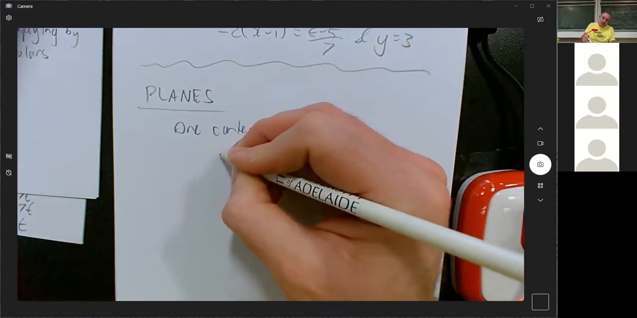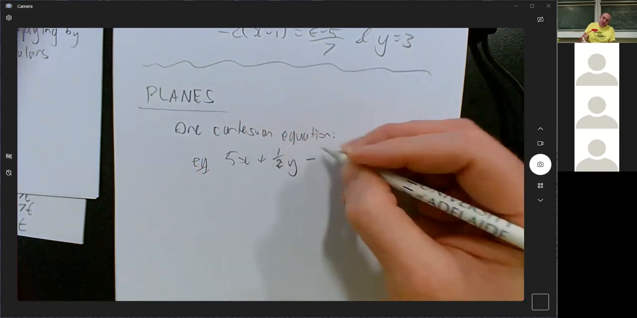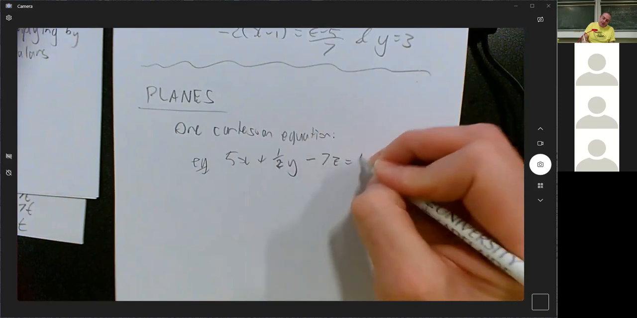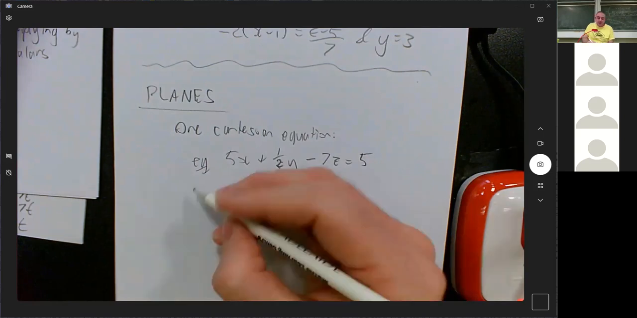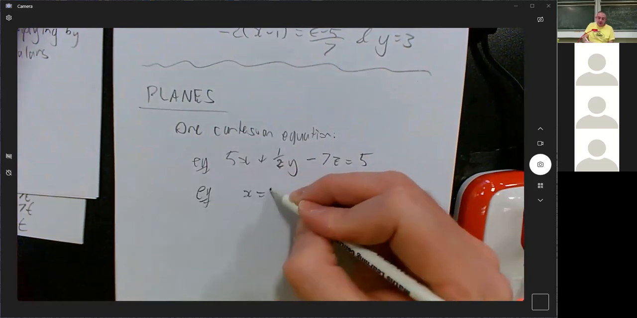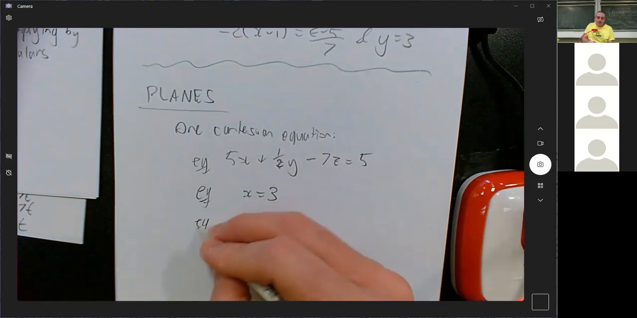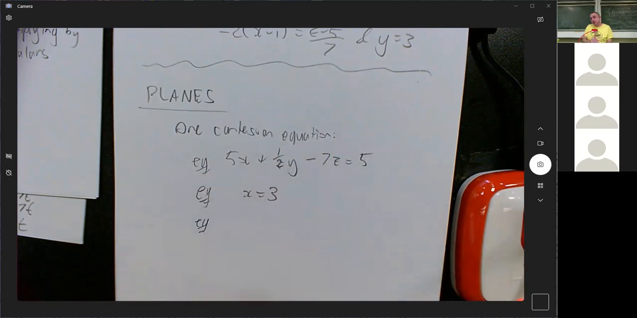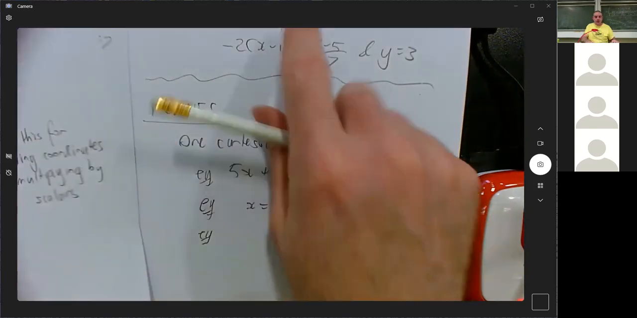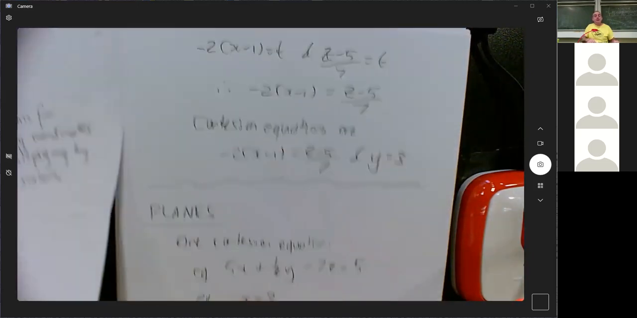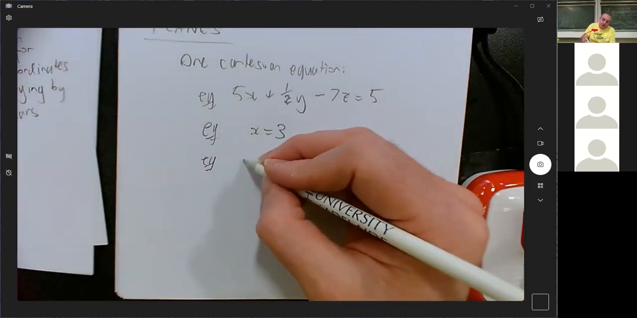And it's always of the form, you know, something x plus something y minus something equals number. Any one of these is allowed to be 0. You can just have like x equals 3. That's a perfectly good plane equation. And it may not look like this to begin with. We've already seen one of them. This one up here, that's a plane equation there. And you don't have to have all of them there as well.